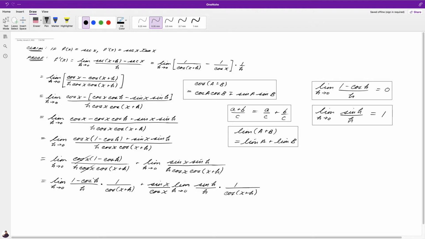All right, so this is all going to go away. I mean, obviously, this is going to 0. It doesn't matter what this is going to. And so we're left with just this. And sine x over cosine x is tan x. So let's establish that the limit as h goes to 0 of sine h over h is 1.